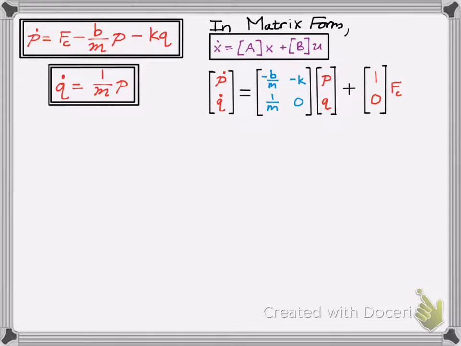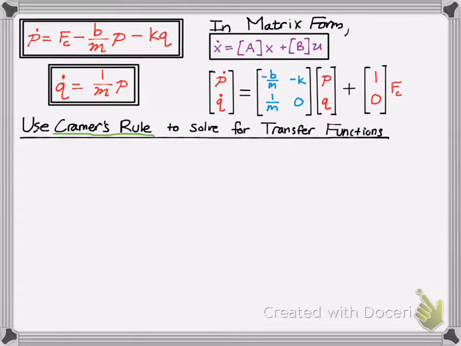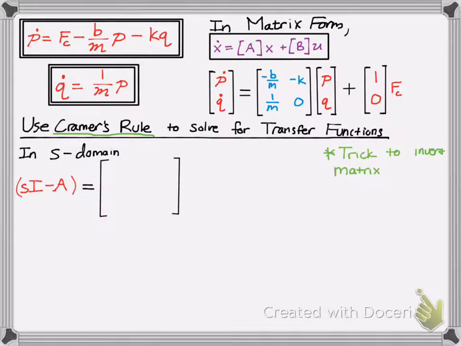Yes, 1 over M. Is there a Q in there? No, so just 0. Alright, so now that we have our equations in matrix form, we're going to use a technique called Cramer's rule to solve for the transfer functions. And this is a linear algebra technique. Pretty much it's a mathematical trick to invert a matrix when the matrix is kind of difficult or complicated to do by hand. So we're going to look at the S domain here, where S times the identity matrix minus A is the determinant, right? So we're going to take a look at the determinant of SI minus A.